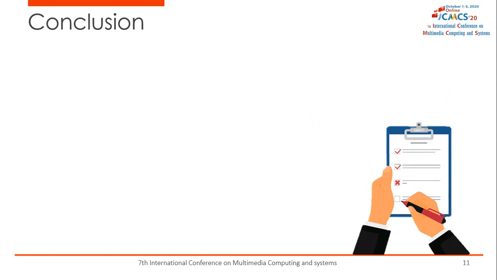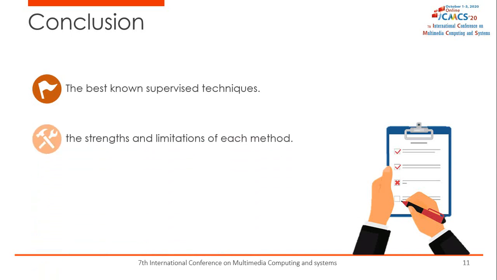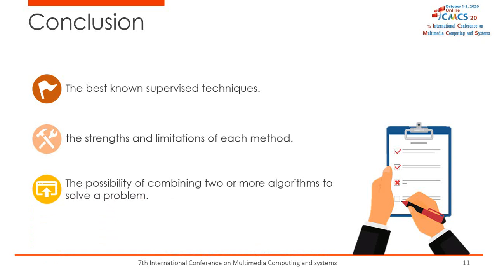We present a comparative study of the 6 most used classification algorithms in order to solve complex problems. It is necessary to take advantage of the strength of some algorithms to improve the weakness of others.